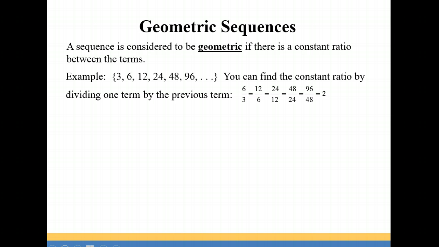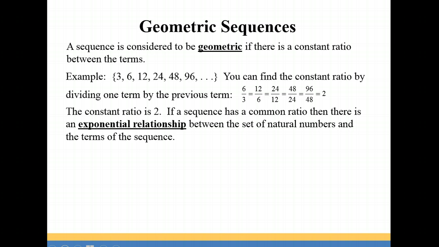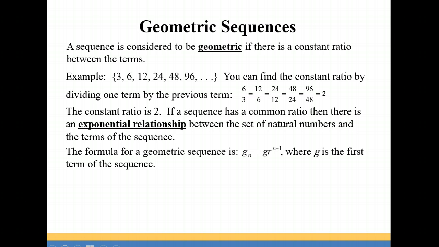So 6 divided by 3 is the same as 12 divided by 6, which is the same as 24 divided by 12, and they all equal 2. So our constant ratio is 2. If you have a constant ratio or a common ratio between the terms of the sequence, then you have an exponential relationship between the set of natural numbers and the terms of the sequence.